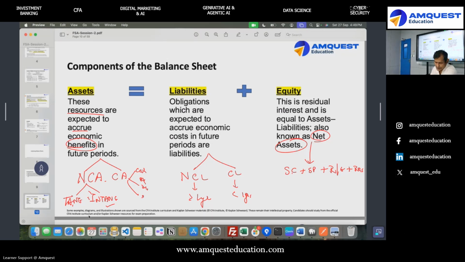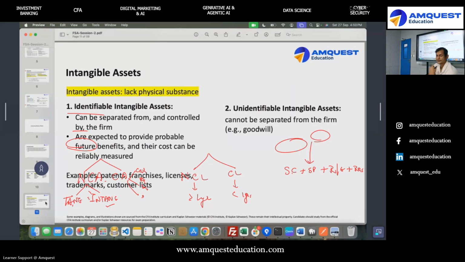Okay, so make a quick note of that. Assets equals liabilities plus equity, and the breakup further, just make a note of that. Okay, so let's quickly look at what intangible assets are. You know, intangible you can't see and touch. They lack physical substance.